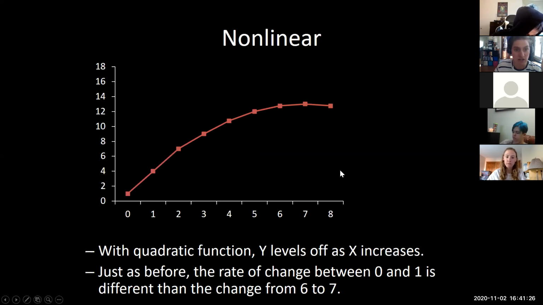Here's another example of a nonlinear relationship. This is not linear, but it's a quadratic function. With a quadratic function, y is sort of leveling off as x increases. So here at the low end, it's a strong relationship. And then as x goes up, the relationship gets weaker. So the rate of change between 0 and 1, that slope, is different than the rate of change between, say, 7 and 8 or 6 and 7.